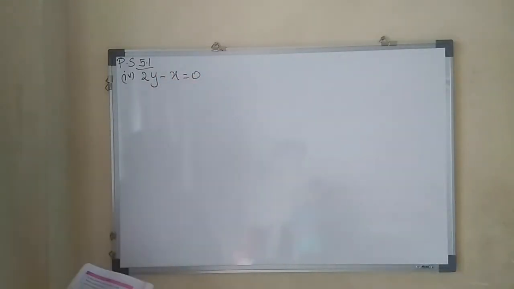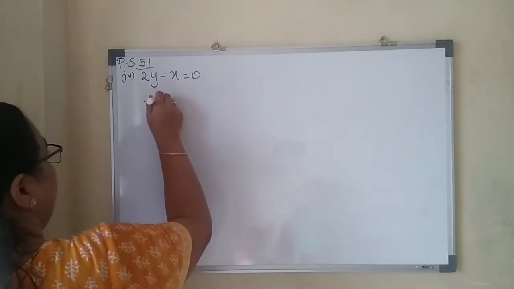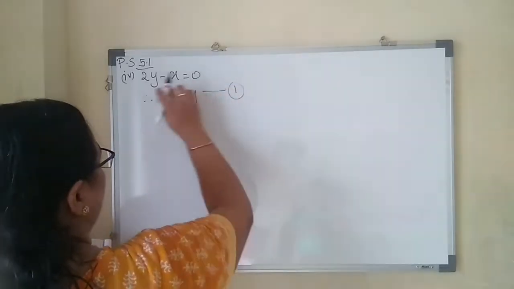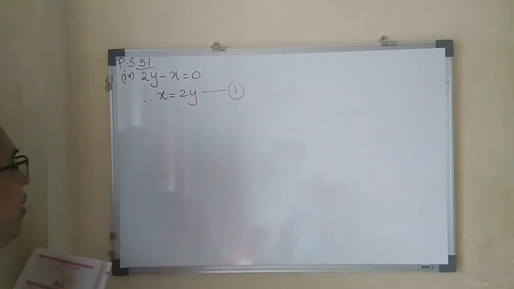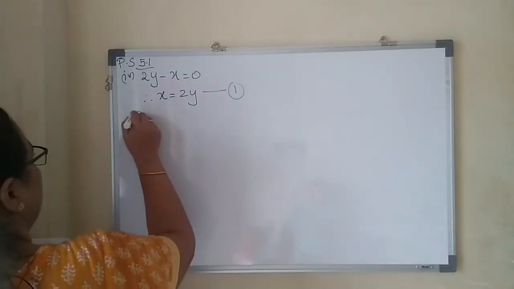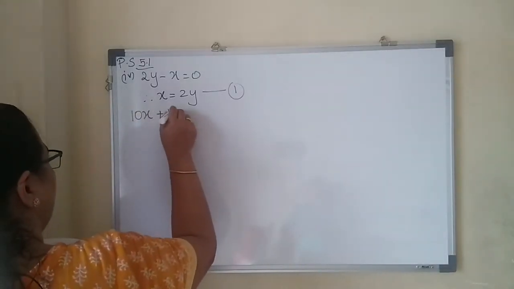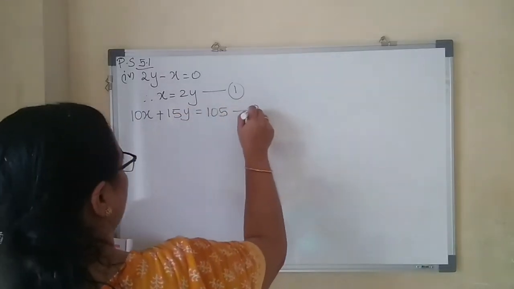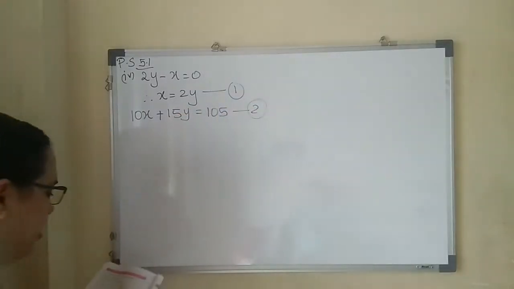2y minus x is equal to 0. So therefore I can write x is equal to 2y. Do you agree to this? x is equal to 2y. Right? Then we have the second equation, 10x plus 15y equals 105. This is my second equation.